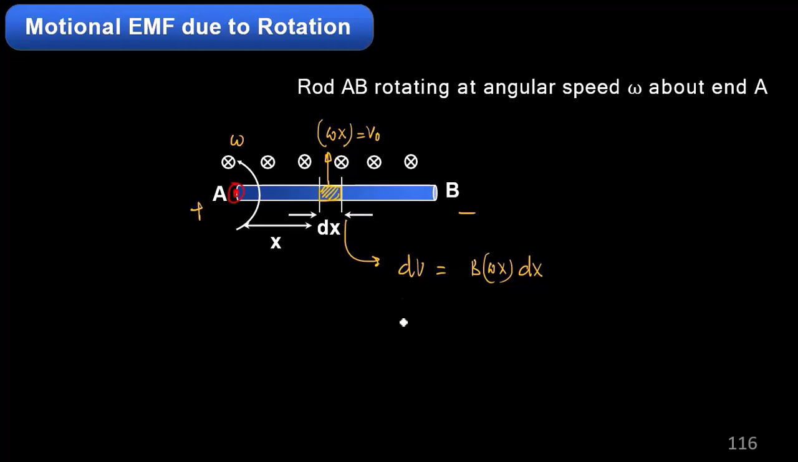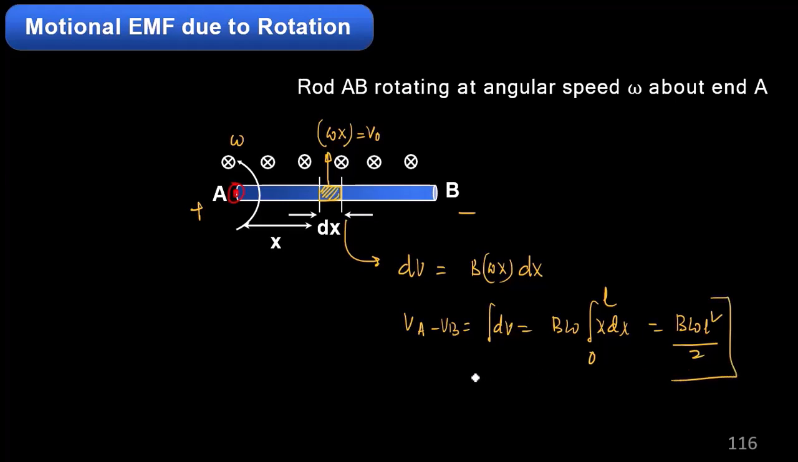If I take the integration, that will be the V value, the potential difference between A and B. That is nothing but the integration of dV, which equals B omega times the integration of x dx. The length is L, so from 0 to L, ultimately B omega L squared by 2. That is the formula for the rotational EMF, the EMF due to rotation of the rod.